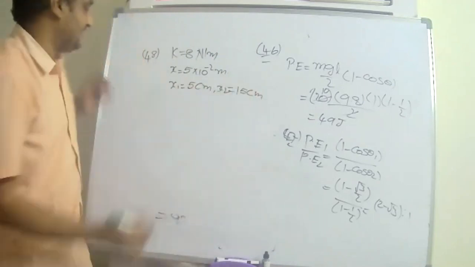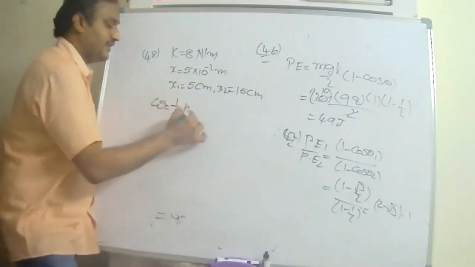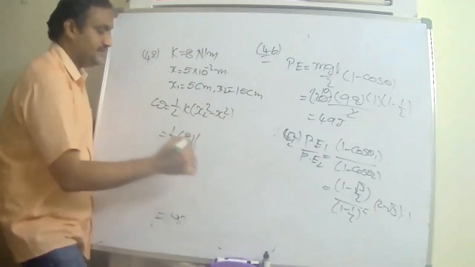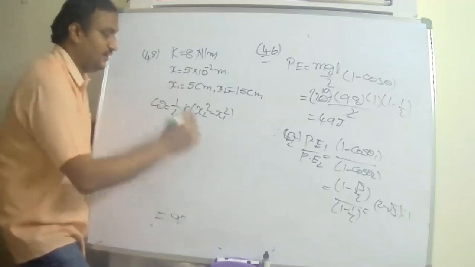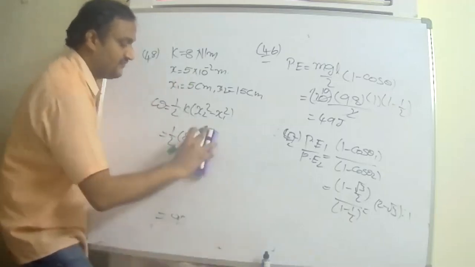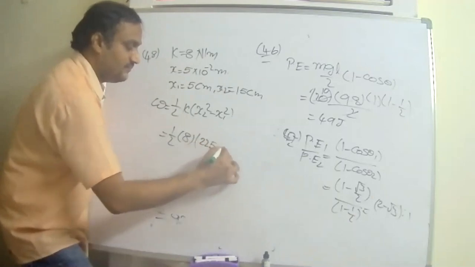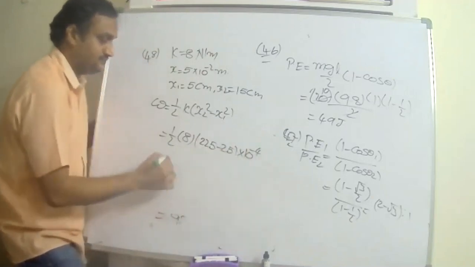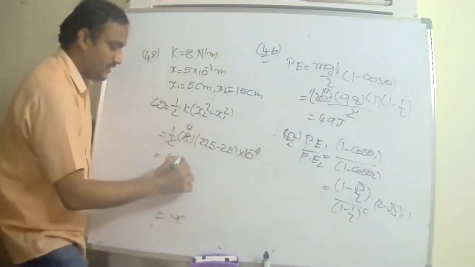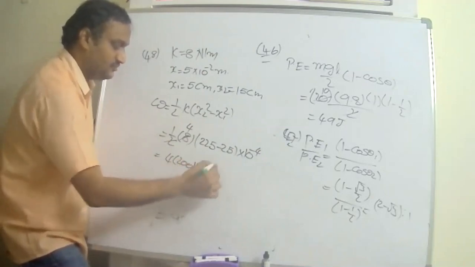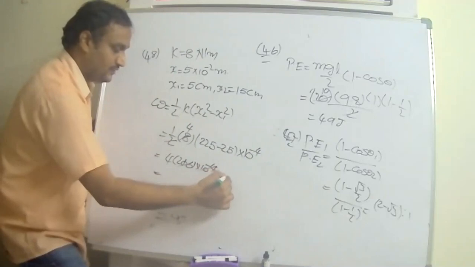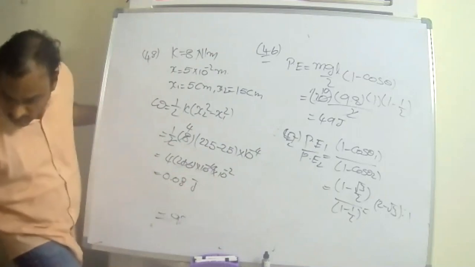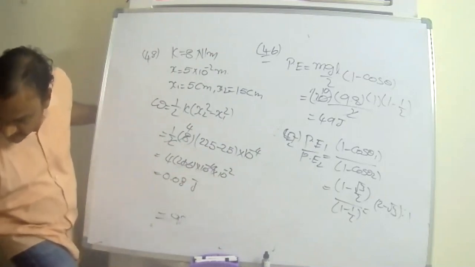So work done ఎంత వస్తుంది? Change in potential energy, that is half k into x2 square minus x1 square. So 1/2 into 8 into x2 square minus x1 square, that is 225 minus 25 into centimeter square, 10 power minus 4. So 4 times of 200 into 10 power minus 4. So 10 power minus 2 మిగులుతుంది. So 0.08 joules.